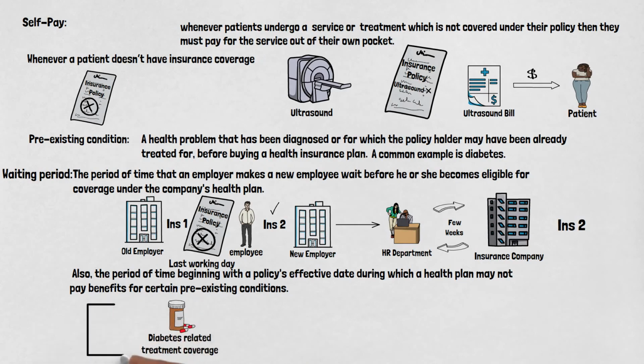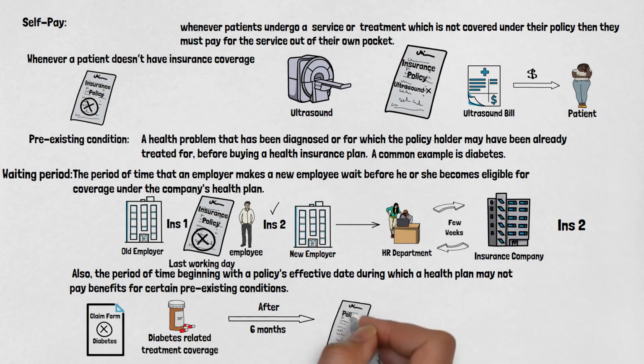Now let us take the example of a typical diabetes patient. Whenever the provider bills any claim with a diabetic related diagnosis, the insurance company is going to deny those claims till 6 months from the policy beginning date, but will start to cover even diabetic related services after 6 months.